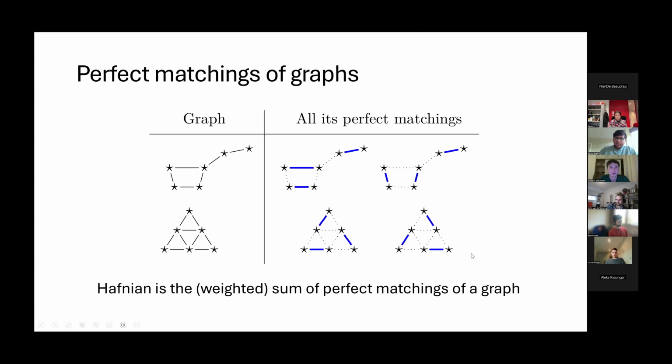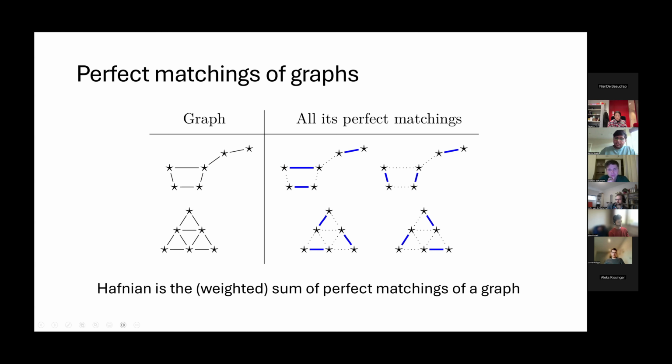Now, this Hafnian has a very nice relationship with the perfect matchings of a graph. If you're given a graph, a perfect matching is a set of edges such that all the vertices appear only once. The sum over all such perfect matchings is actually the Hafnian, where the matrix is your adjacency matrix. And this also generalizes to the weighted graph case.